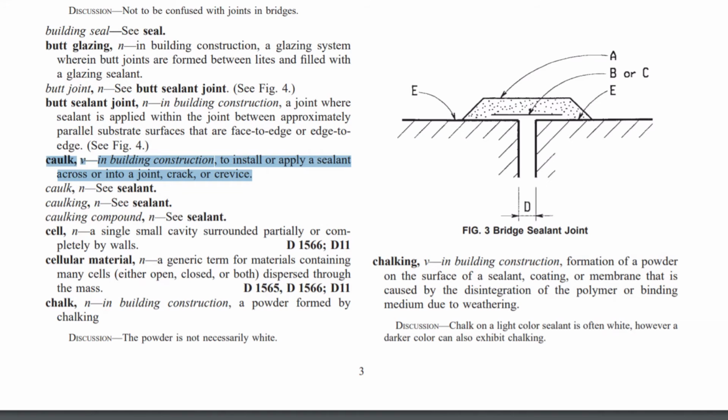The term caulk, used as a verb, refers to the installation or application of a sealant across a joint or crack or crevice. This is the actual activity being performed. We see that this standard refers us to the definition of sealant. When we use the word caulk or caulking, we're talking about the actual activity of applying sealant, and we're not referring to the sealant material when we use the word caulking.